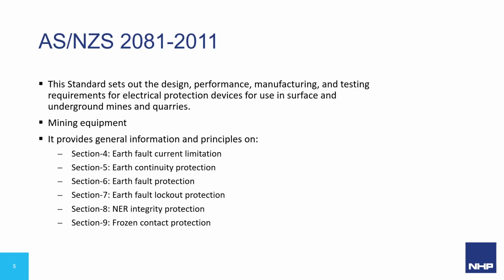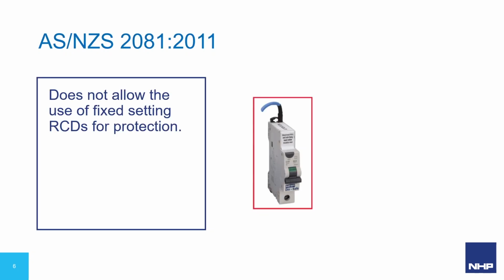The 2081 standard covers earth fault current limitation, earth continuity protection, earth fault protection, earth fault lockout protection, NER or neutral earth resistance integrity, and frozen contact protection. It does not allow standard types of RCD protection to comply to the AS/NZS 3190 standard or the 61008 and 61009 standards because of these requirements.